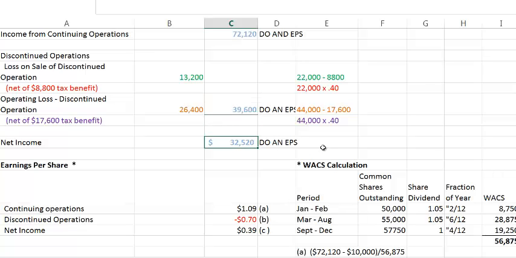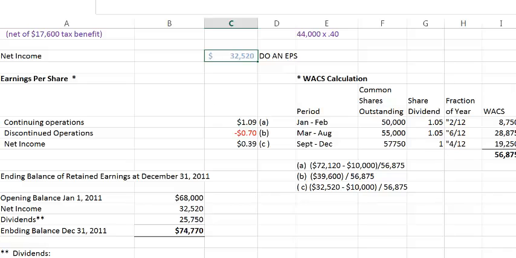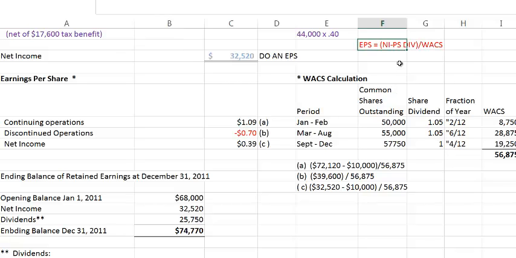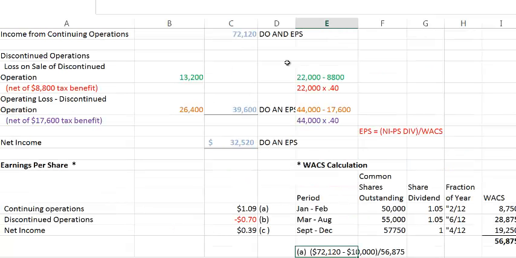So now that I've got the income statement done, I need to do my earnings per share. And you'll remember that EPS is going to be equal to net income less my preferred share dividend, divided by my WACS. Okay, that's my little formula for EPS. So now we can see we're starting to calculate EPS, right? I've got my $72,120, which is going to be part of my EPS numerator for continuing operations.